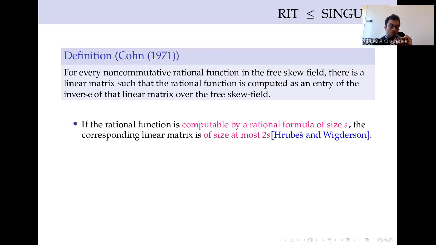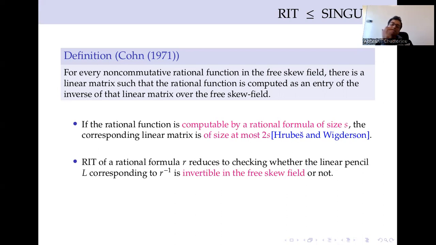Okay, so what Garg, Gurvits, Oliveira and Wigderson showed is that they strengthened this definition by showing that if the rational function is computed by a rational formula of size s, then the size of the corresponding linear pencil will be at most 2s. Also, given a rational formula, suppose we want to do RIT for that rational formula. Now we look at the corresponding linear pencil of R inverse. It is known that R is non-zero if and only if R inverse is defined. Now we will check whether the linear pencil corresponding to R inverse is invertible or not in the free skew field. That will tell us whether R is 0 or not in the free skew field.